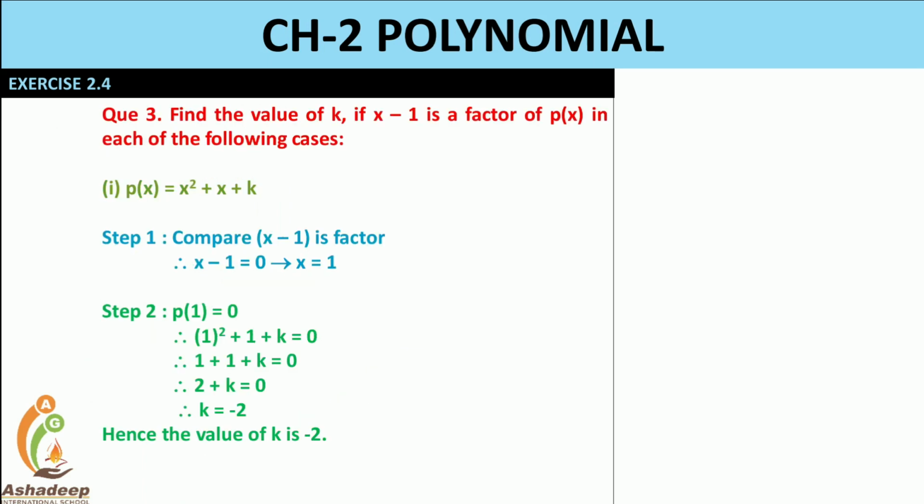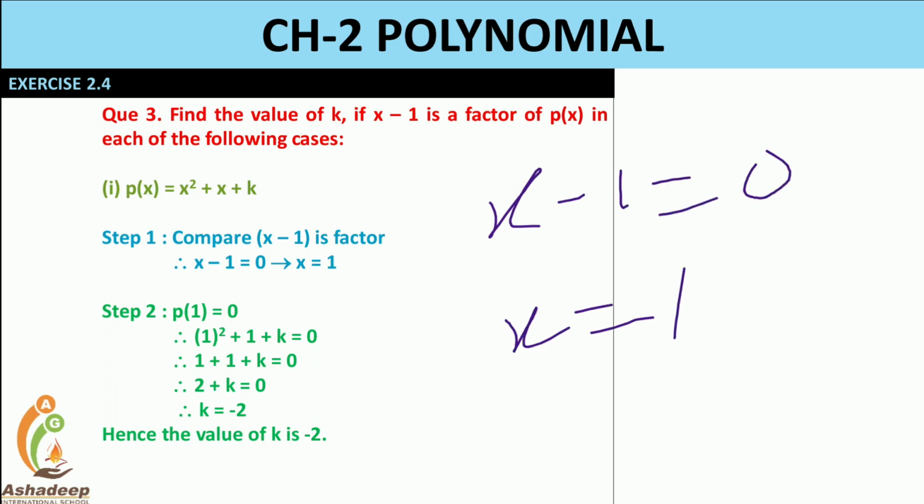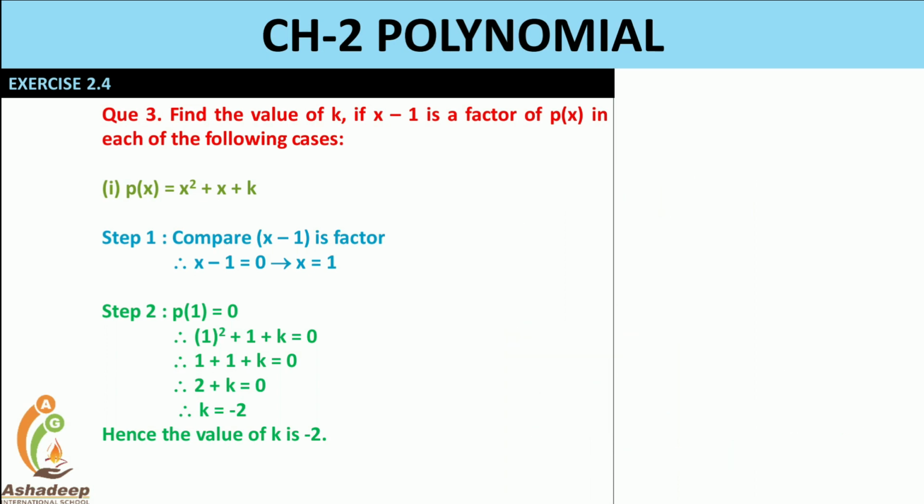Question number 3. Find the value of k. If x minus 1 is a factor of p of x, it is directly given. See here, it is directly given that x minus 1 is a factor of p of x. If it is a factor, then what can we say? We can say x minus 1 is equal to 0. So x is equal to 1. It is directly given as a factor. Therefore, p of 1 is equal to 0. Right? Because it is a factor. So x is equal to 1. So p of 1 is equal to 0.